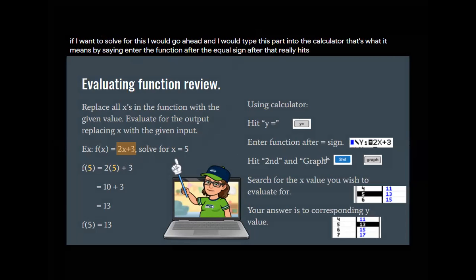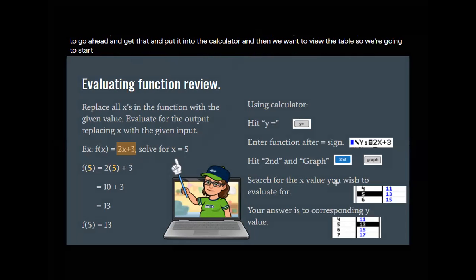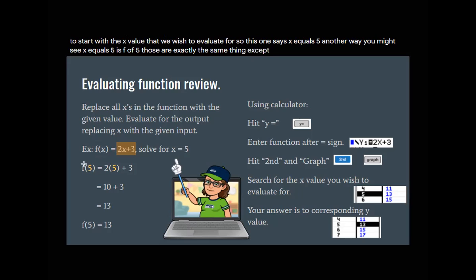After that, we're going to hit second and graph. It's going to go ahead and get that and put it into the calculator. And then we want to view the table. So we're going to search for the x value that we wish to evaluate for. So this one says x equals 5. Another way you might see x equals 5 is f of 5. Those are exactly the same thing. X equals 5, f of 5. That means evaluate for the function when x equals 5.